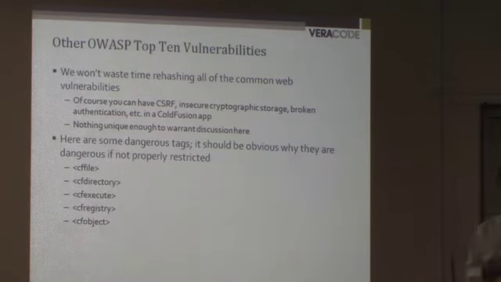I'm not going to talk about most of the other OWASP top 10 vulnerabilities, because there's not that much unique in what ColdFusion does. Instead, I'd rather spend the time talking about the interesting stuff around ColdFusion variables and scoping and undefined and unscoped variables. There are some dangerous tags that also come into play with ColdFusion, but all this is available in the developer documentation.